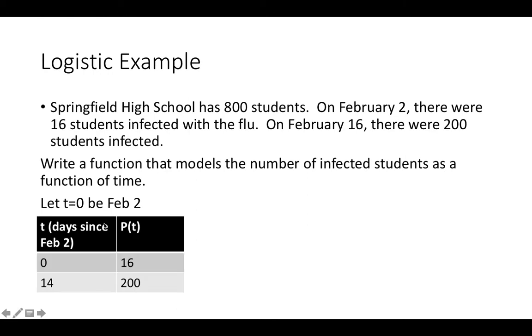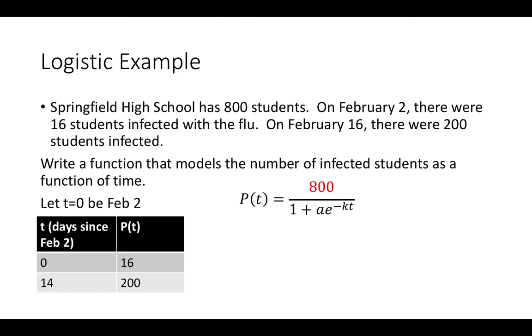So our table of values is going to look like this. When t is 0, there are 16 people infected. And then on February 16, which is 14 days later, there are 200 people infected. And we know that a logistic function has a limit to growth, or a carrying capacity. Limit to growth, I think, makes more sense here. So this limit to growth is going to be 800.